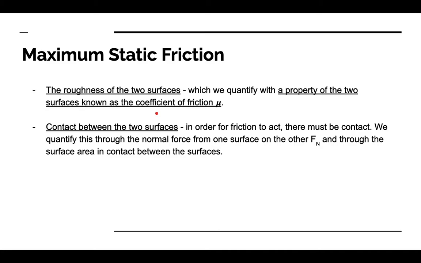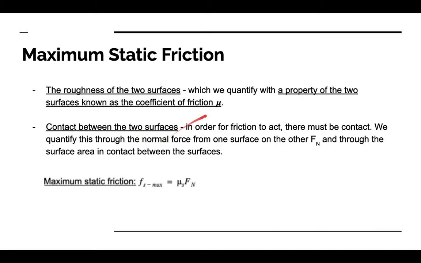The second factor is the contact between the two surfaces. In order for friction to act, there must be contact. We quantify this through the normal force from one surface on the other and through the surface area in contact between the surfaces. Recall normal force is a contact force between the surfaces of two objects. So the stronger the normal force, the stronger the force of friction that will be acting, as the normal force quantifies the contact between the two surfaces.